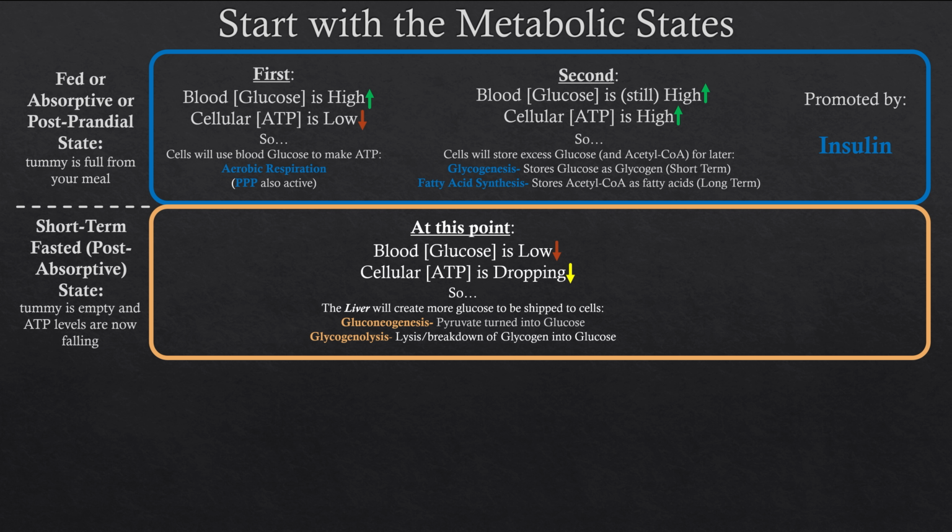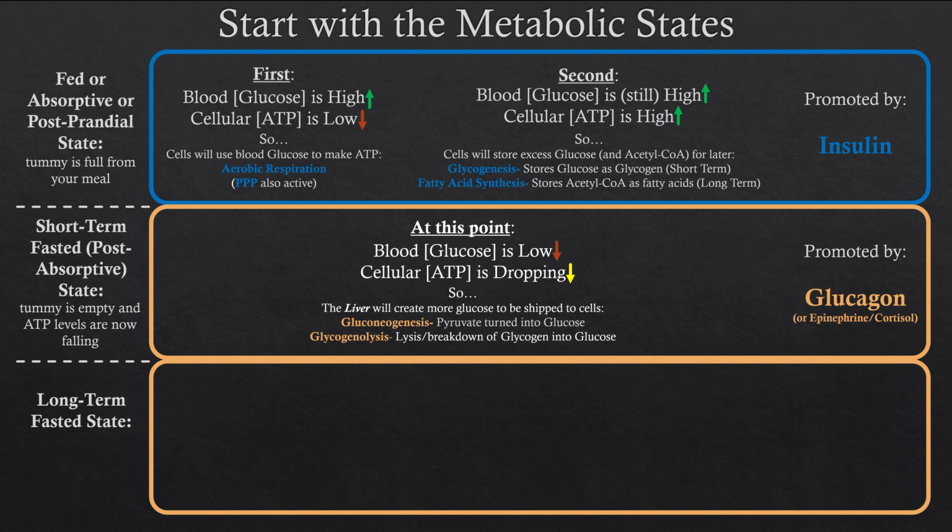So both of these processes that are occurring in this short-term fasted state are both going to be promoted by glucagon. Blood glucose levels are low. Glucagon is going to respond to get the liver to produce more glucose for the blood. And then that glucose will get shipped around the body to wherever it needs to go. But from here, let's just say that you still haven't eaten another meal. So your body is starting to really dip into its reserves at this point.